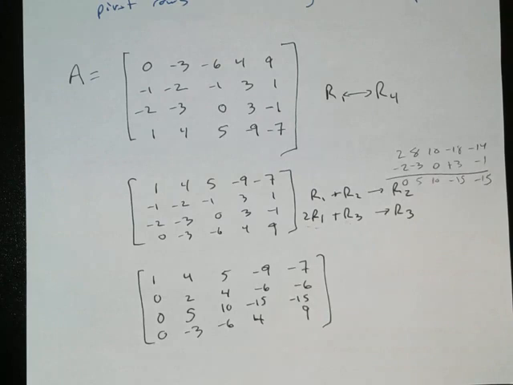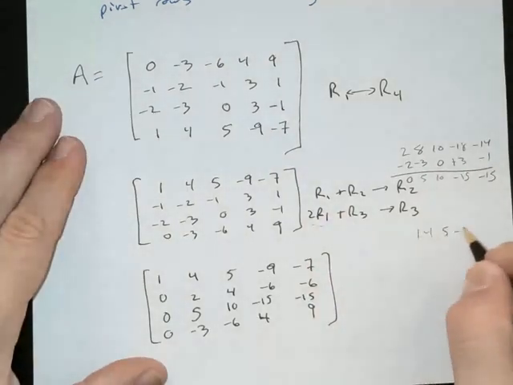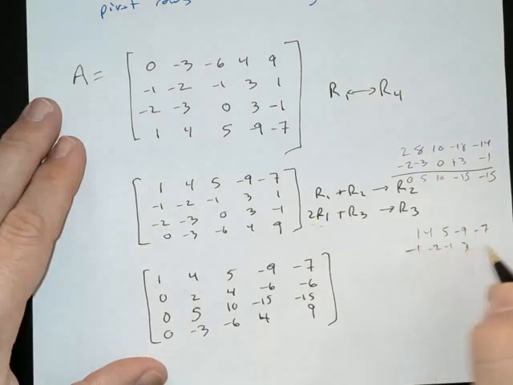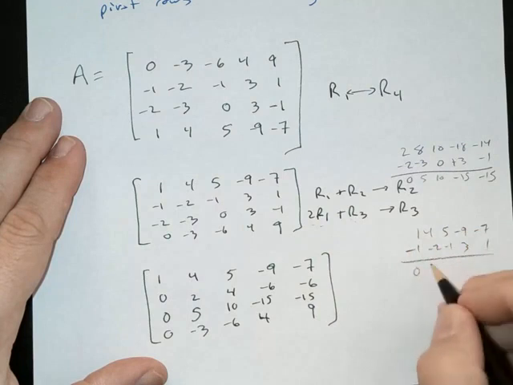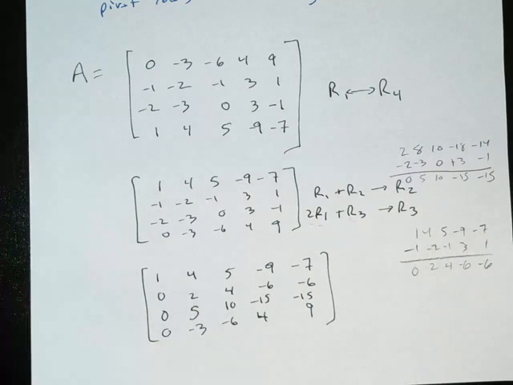I just did row 1 plus row 2, right? So it would be 1, 4, 5, minus 9, minus 7, minus 1, minus 2, minus 1, 3, 1, 0, 2, 4, minus 6, minus 6. I will fill scrap paper with calculations like this. And I guarantee you at least once, I just did it for you. That shows you how easy it is.